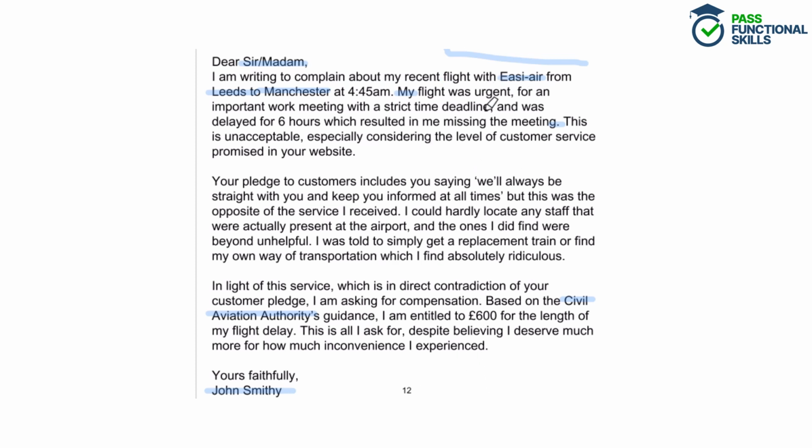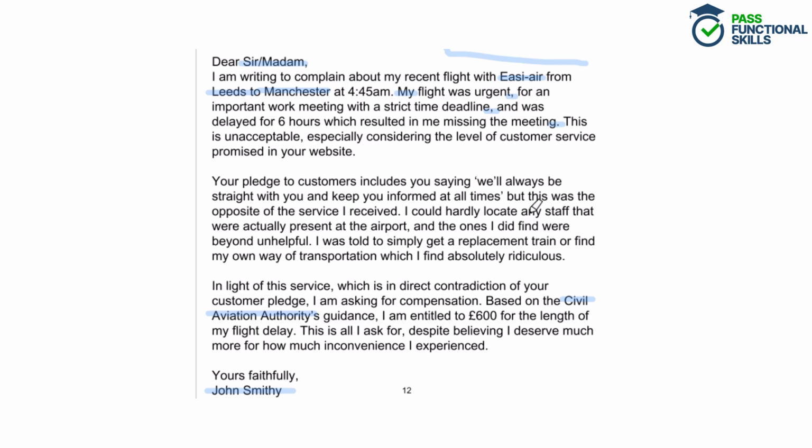So we need to use commas whenever we need to take a little breath in a sentence and add more information. So my flight was urgent, and then we take a little breath and move on to a slightly different clause, a slightly different idea for an important work meeting with a strict time deadline. And then we've got another comma there and a connective to add more information, and was delayed for 6 hours, which resulted in me missing the meeting. So try to use commas to join ideas together within your sentences throughout your answers.